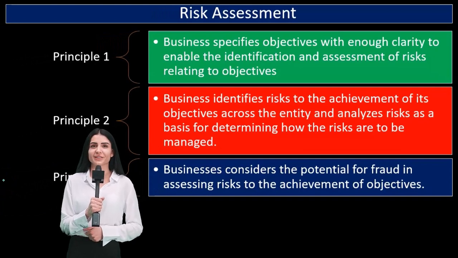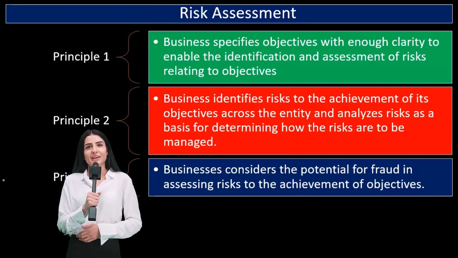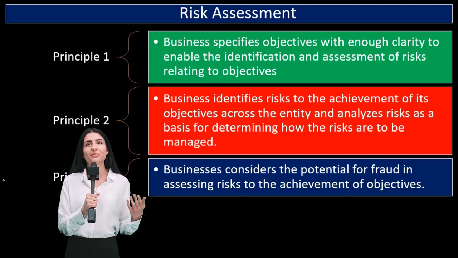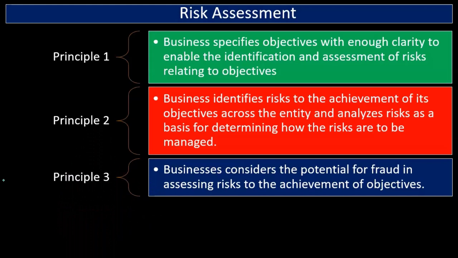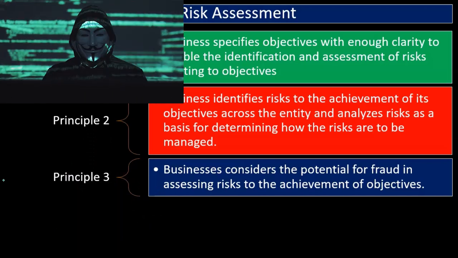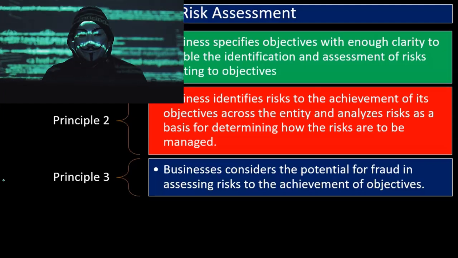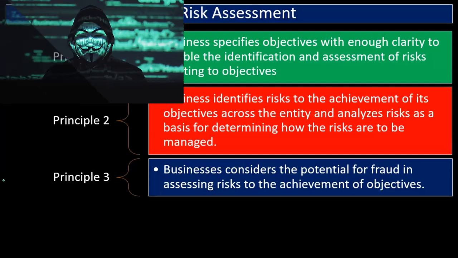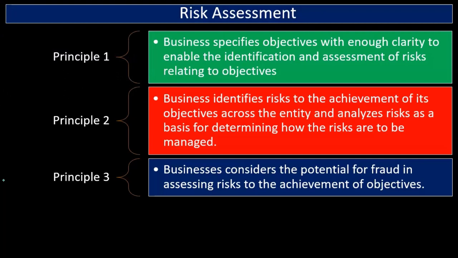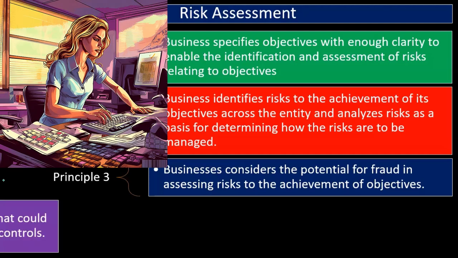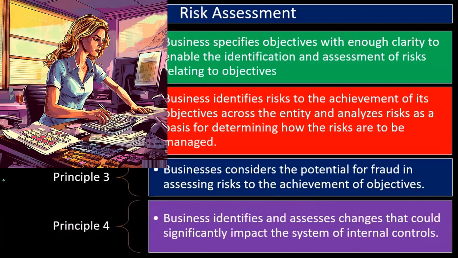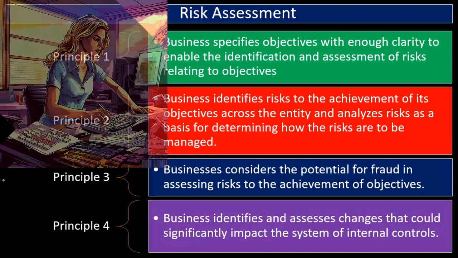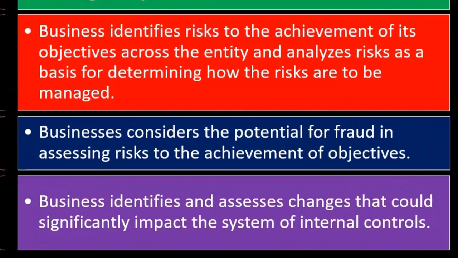Principle three, business considers the potential for fraud in assessing risks to the achievement of objectives. So we want to consider fraud, and we'll talk a little bit more about the fraud factors that can be put together, or what's going to increase the likelihood of fraud. We want to set up an environment within the organization to lessen the likelihood of fraud as part of the components of our internal control. So first we have to say, what are the risks of fraud? Some of those risks are going to be things that we can apply to any type of organization. Some might be specific to the type of organization that we are in. We want to see where the fraud risks are highest and put in policies and principles in order to mitigate them.